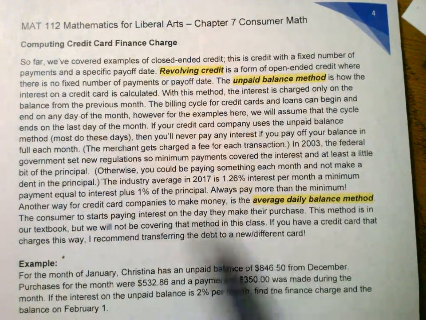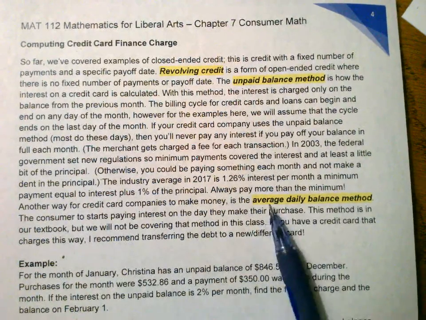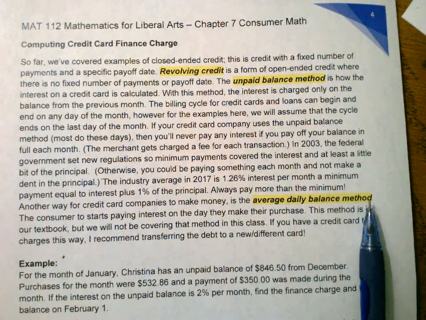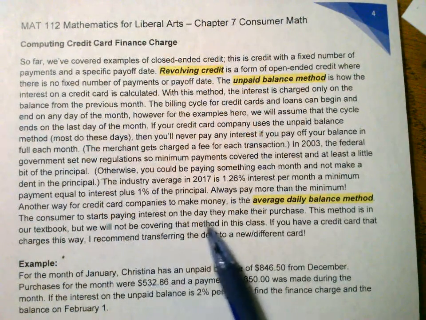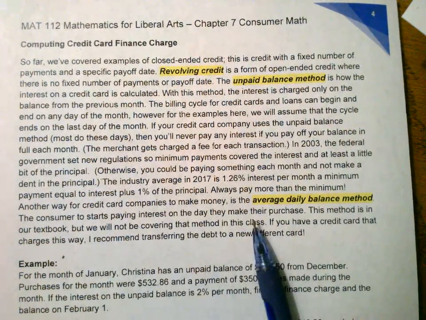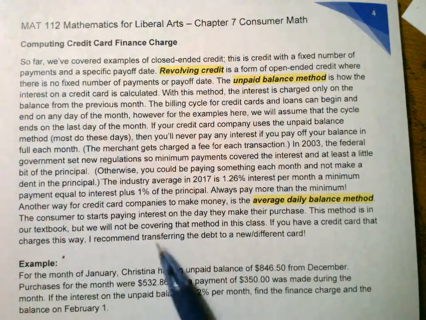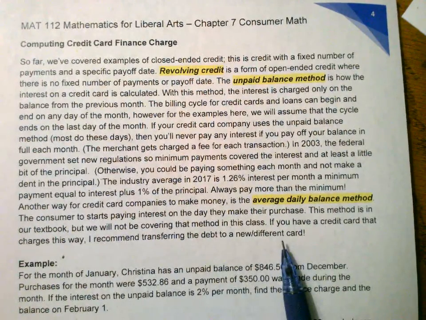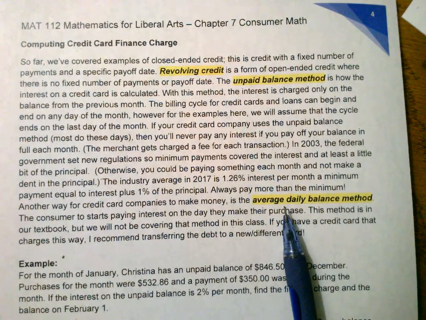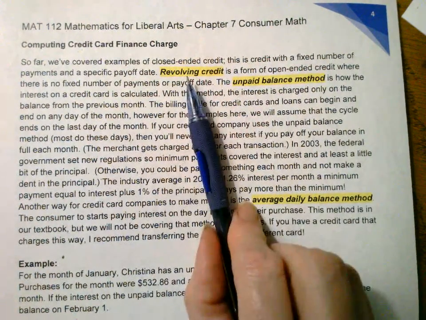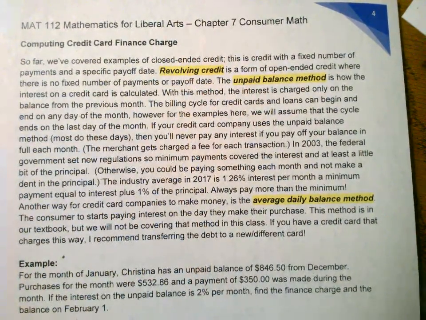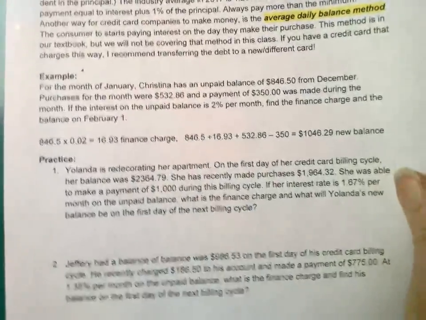Okay. So another way credit card companies can make money is the average daily balance. Okay. The customer starts paying interest on the day they make their purchase. This method is in our textbook, but we won't be covering this method. If you have a credit card that charges this way, I recommend you get a different card. That's outrageous to charge you interest every single day until you pay it off on a revolving credit. You could be paying interest every single day forever. Okay, that just sounds bad. All right, so let's look at our few examples here.